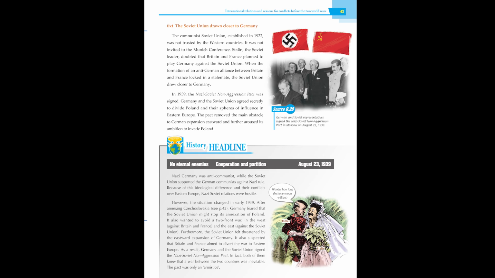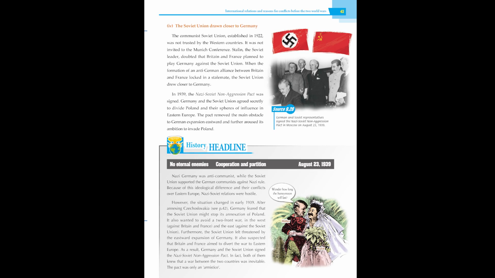Look at source 9.29. German and Soviet representatives signed the Nazi-Soviet Non-Aggression Pact in Moscow on August 23, 1939. History headline: No Eternal Enemies. Cooperation and Partition. August 23, 1939.